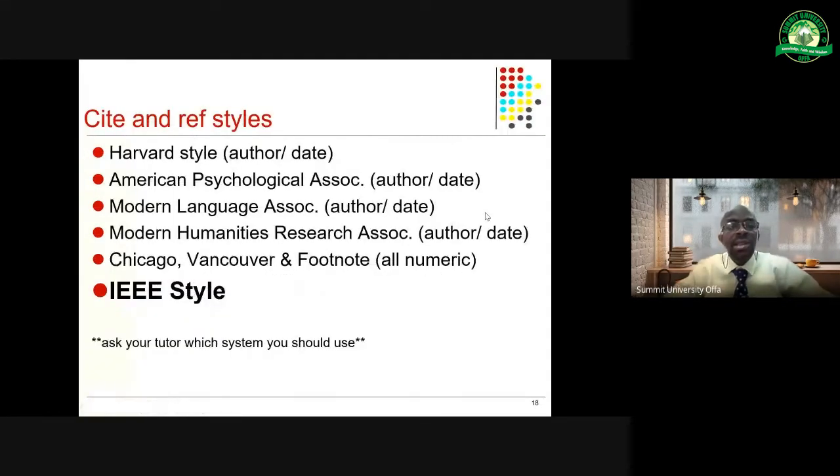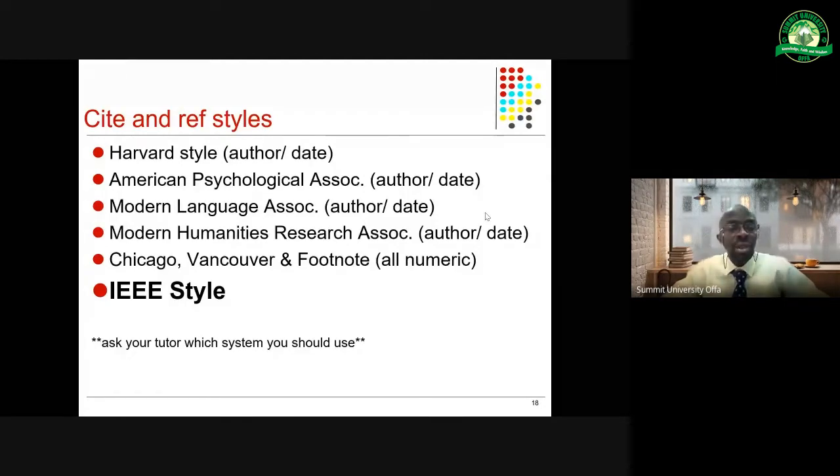So, citation and referencing styles: we have the Harvard style that has to do with author and year, or what is called author and date. We have the APA format. APA is an acronym for American Psychological Association. It's also about author and year. We have the MLA. MLA is an acronym for Modern Language Association, which has to do with author and date, and the Modern Humanities Research Association, and Chicago. But the one we are talking about today has to do with IEEE style. IEEE is an acronym for Institute of Electrical and Electronics Engineers.